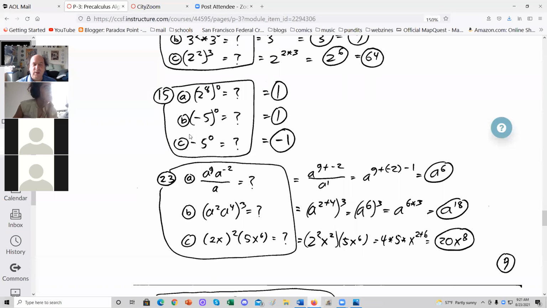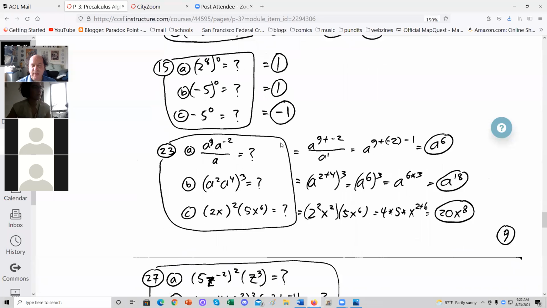Here, the general rule is that an exponent binds tighter than a minus. So this will be the opposite of 5 to the 0, or minus 1. Please note the difference between these two. For this one, we do the negative first, then a 0 power, getting 1. Here we do a 0 power first, and a negative, getting negative 1.